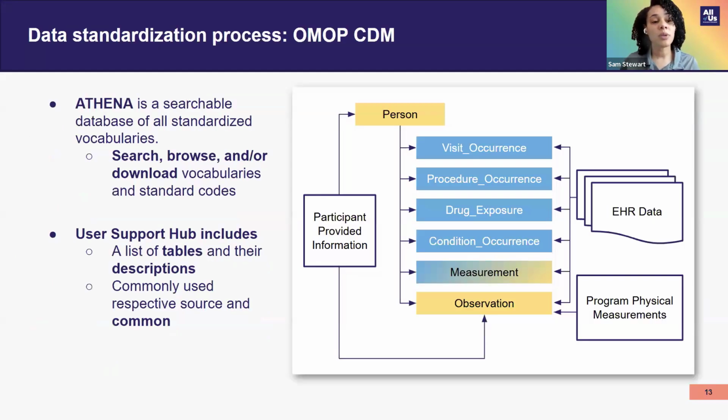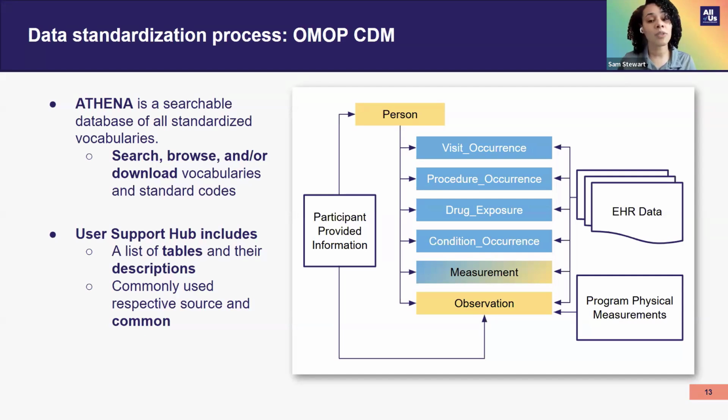I did mention briefly that we standardize our data set to the OMOP Common Data Model. OMOP stands for Observational Medical Outcomes Partnership, and CDM stands for Common Data Model. So the graph here is telling you how we have mapped our different tables, whether it's electronic health record data, physical measurements, or participant provided information via surveys, and how we arrange that table schema for you.